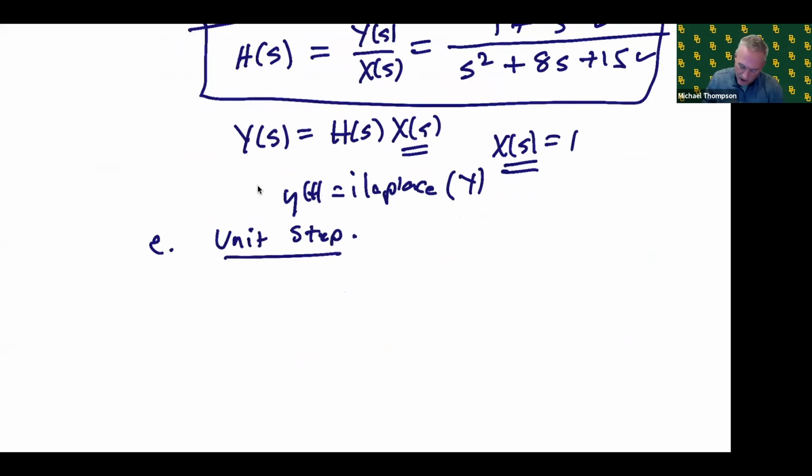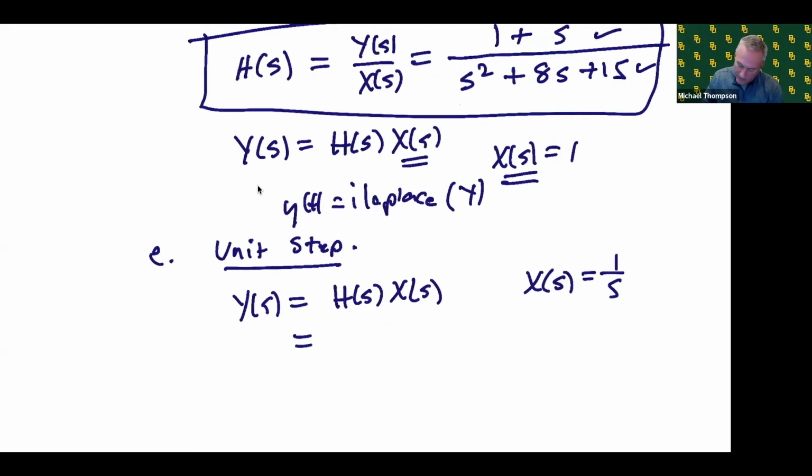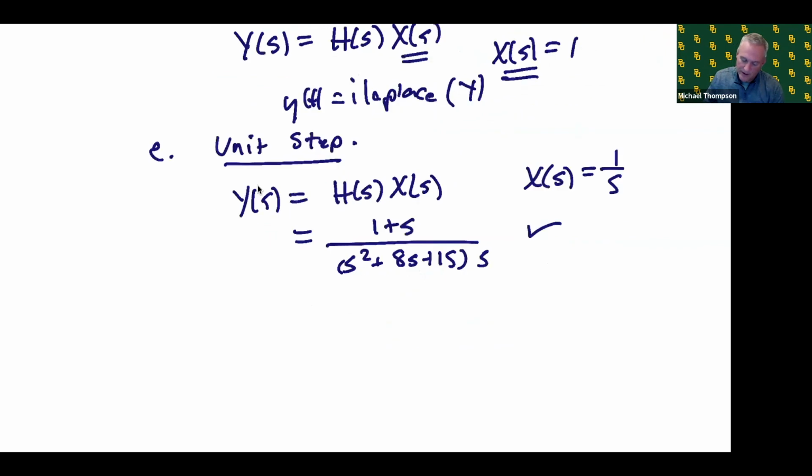Okay, and so now what would we do for Y of s? What is X of s for a unit step? 1 over s, right? So now we just add in the extra term and use MATLAB to do the inverse. And what you'll see is you'll get a certain type of response. Let me do the pole zero pattern first before we do that.